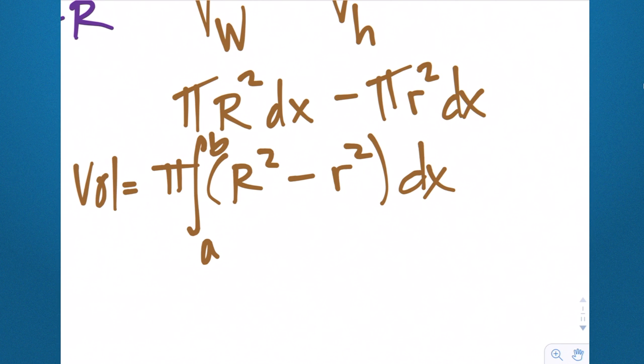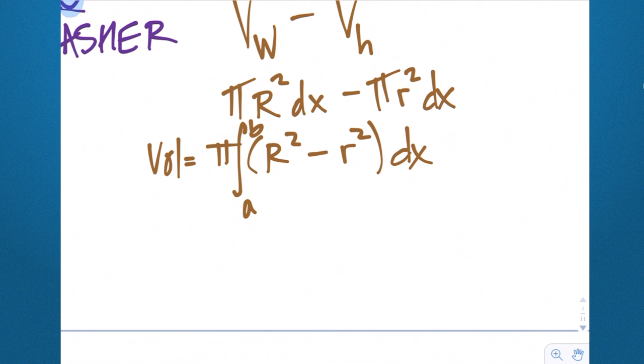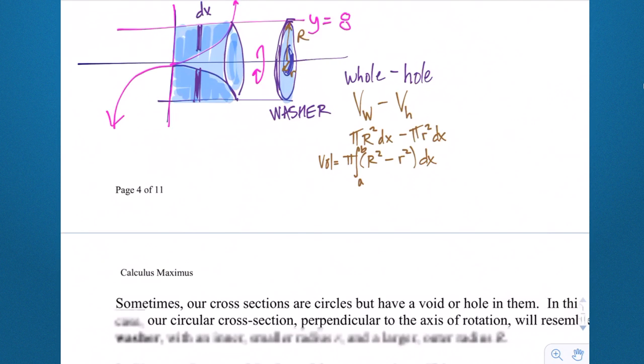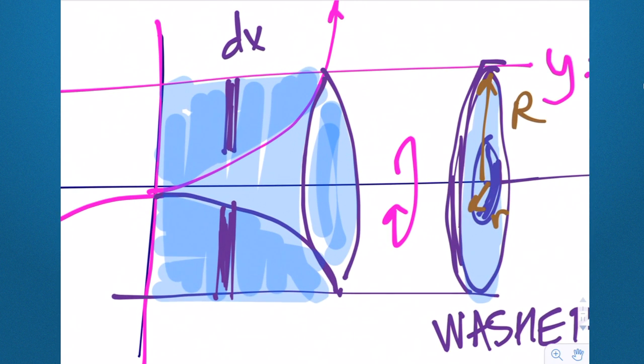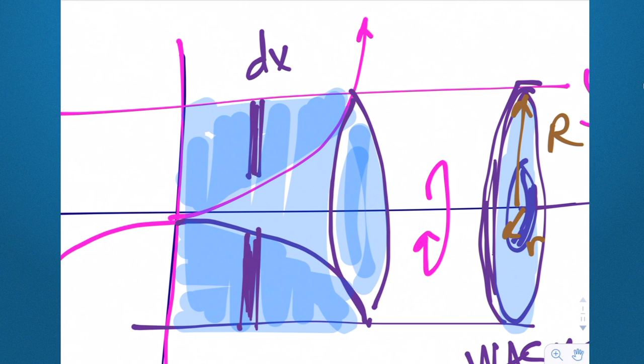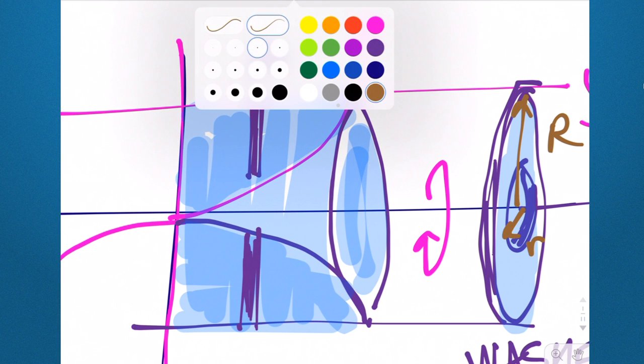So this becomes known now as the washer method, which is still perpendicular to the axis of rotation, but now we have to come up with a new word. So not perpendicular, but perpenwascular. That's right. It'll grow on you. It hasn't found its way into any kind of dictionary yet.